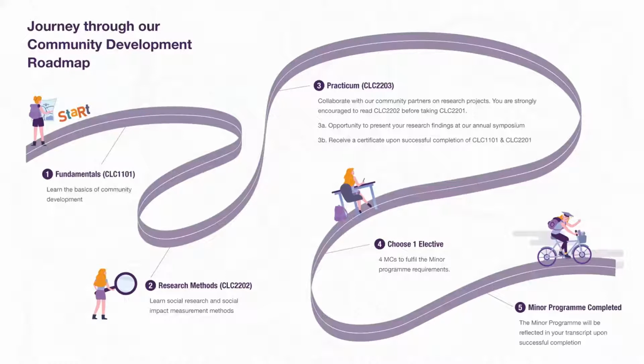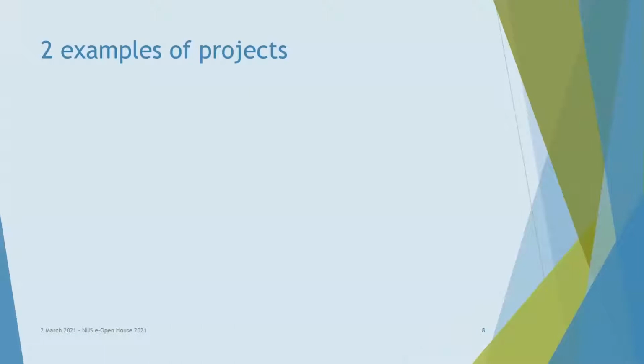And then if the student is interested enough to choose one more elective, one of the 4 that I showed you so far, that would qualify for the 20 credits that make up the minor program. So it's basically just 4 courses because our project module is 8 credits, okay? So this is a very simple structure. Let me give you examples of projects that students have done in our center.